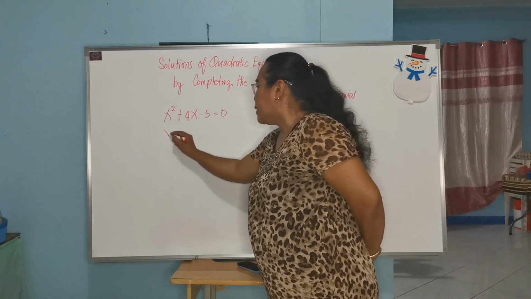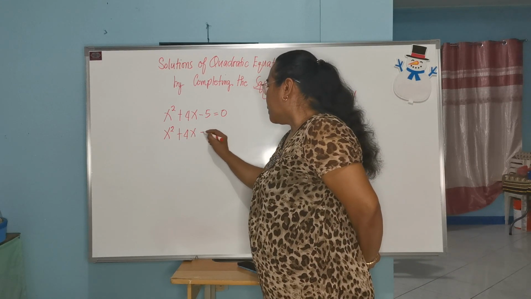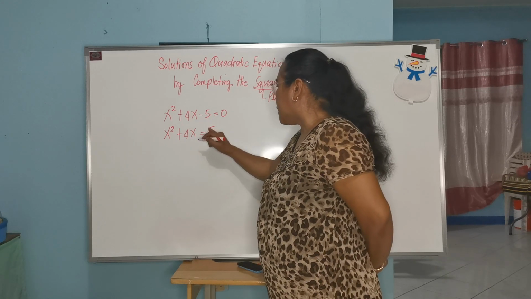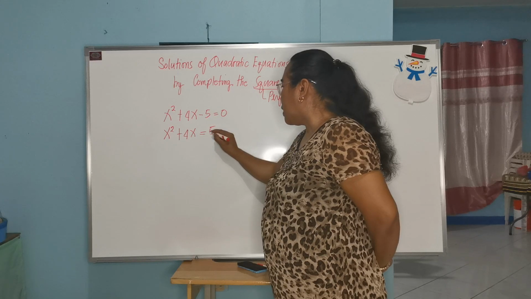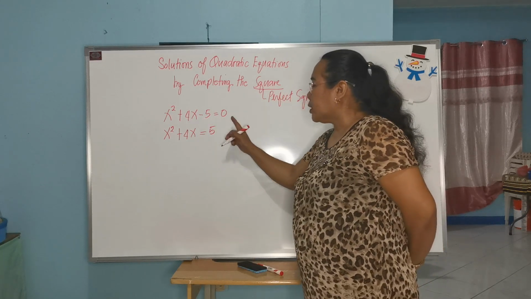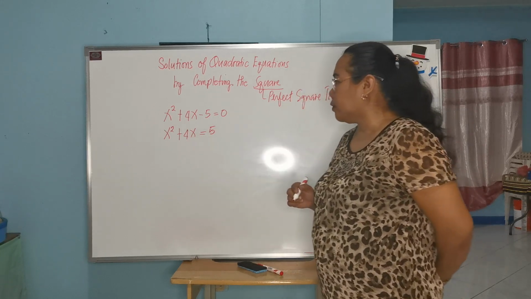The first step is we have to separate the terms with your variable x and your constant. Since this is negative 5, we apply the addition property of equality. To make it 0, we add 5 to both sides. So we arrive at x squared plus 4x is equal to 5.